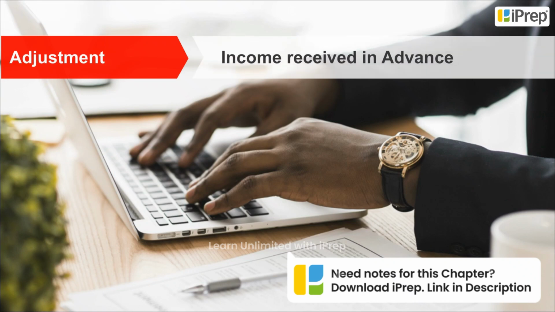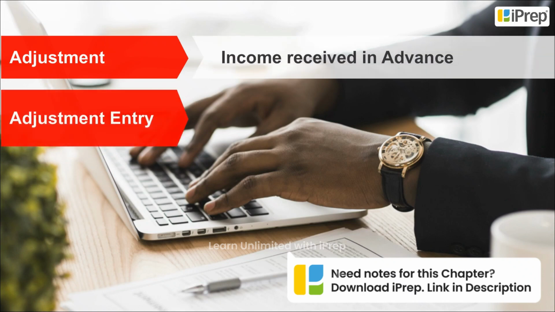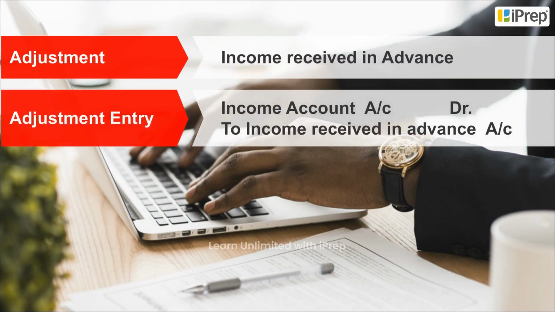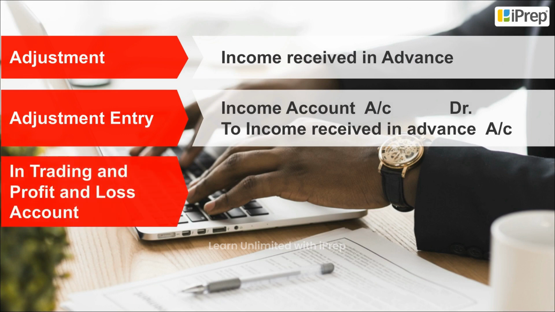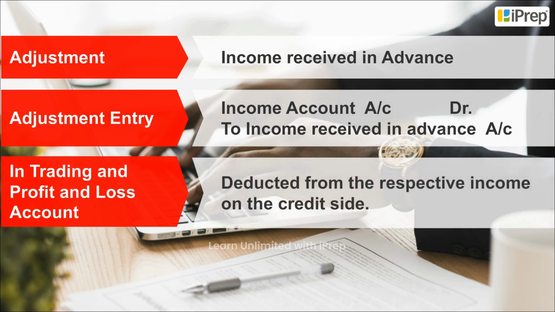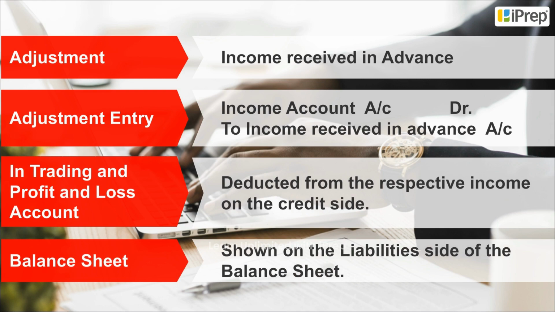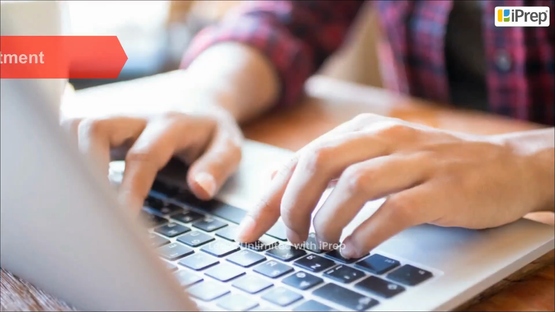Adjustment: income received in advance. Adjustment entry: income account debited to income received in advance account. In trading and profit and loss account, deducted from the respective income on the credit side. In the balance sheet, shown on the liabilities side of the balance sheet.